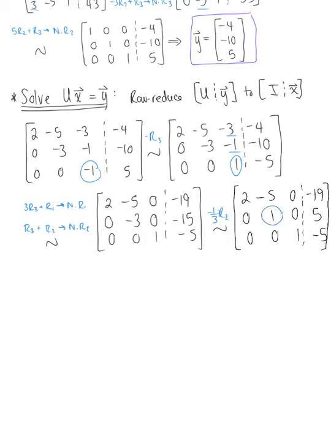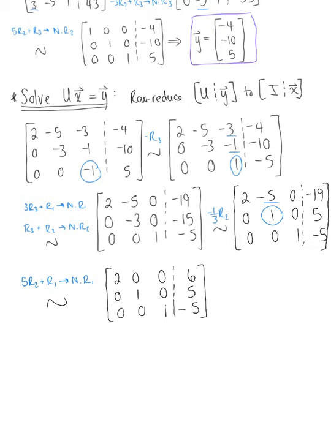So using our second pivot, we use this to eliminate the entry above it. So that's going to be 5 times the second row plus the first row to attain the new first row. So performing the row operations here, we're going to have 2, 5 minus 5 is 0, 0. And then we have 25 minus 19, which leaves us with 6. Second row is still 0, 1, 0, 5. Third row is 0, 0, 1, -5.